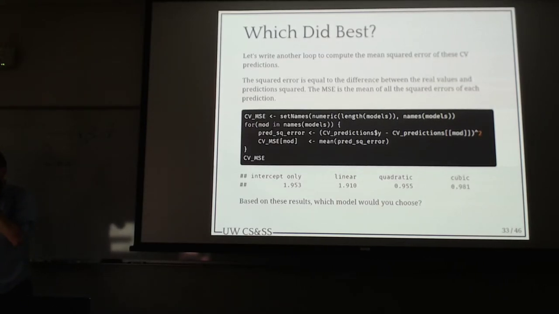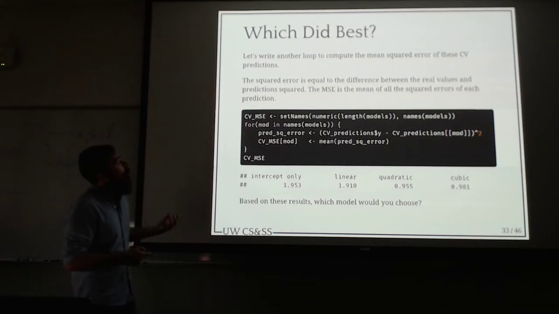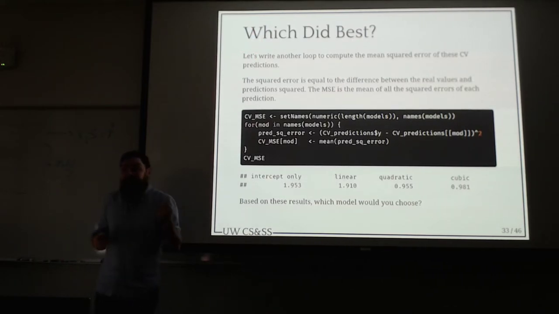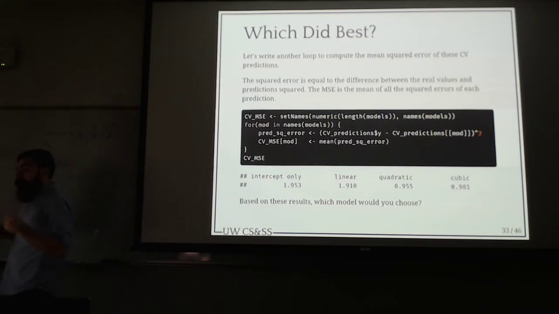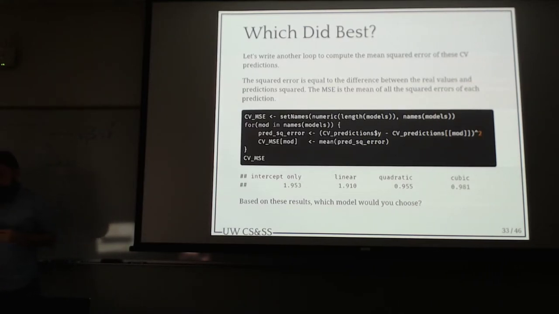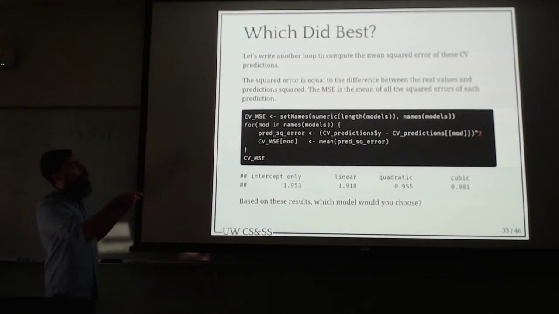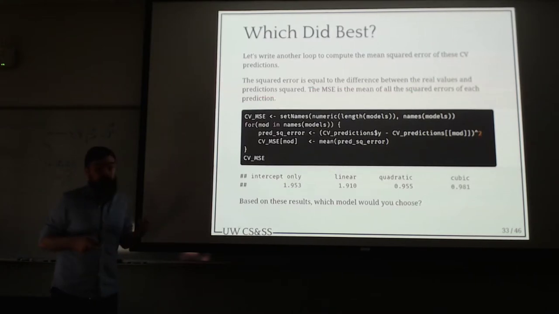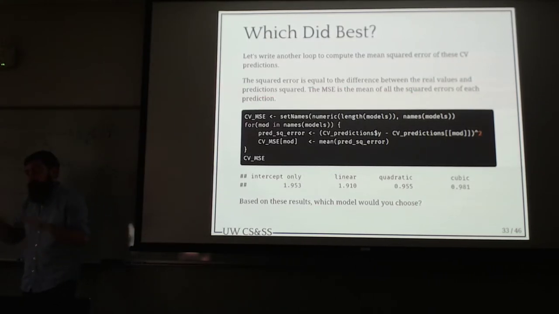Okay. So, the next thing we want to do is write another loop that will compute the mean squared error of these cross-validation predictions. So the squared error is equal to the difference between the real values and the predictions squared. The mean squared error is the mean of all of those squared errors. So add them all together, divide by the number of them.